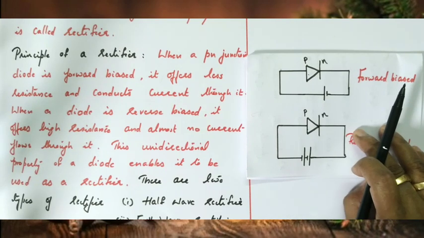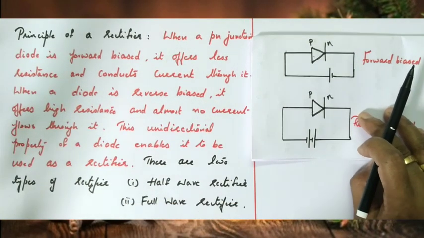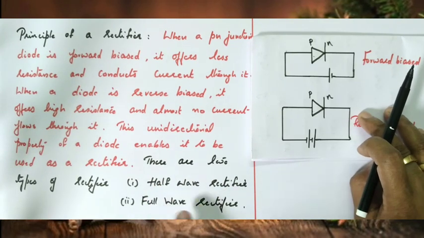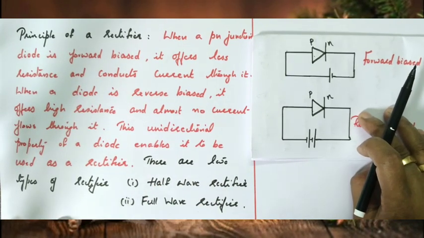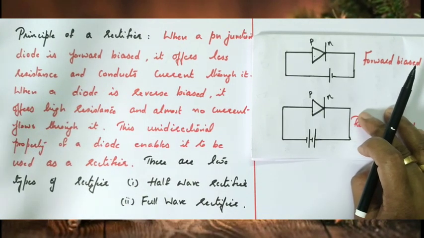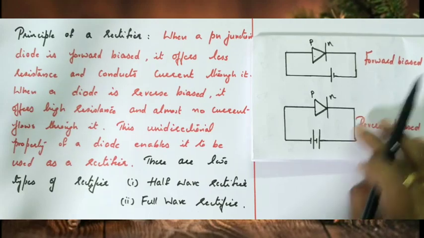Clear? Now there are two types of rectifiers. What are the two types of rectifier? Half wave rectifier and full wave rectifier. These are the two types of rectifiers, and now we can study them one by one.